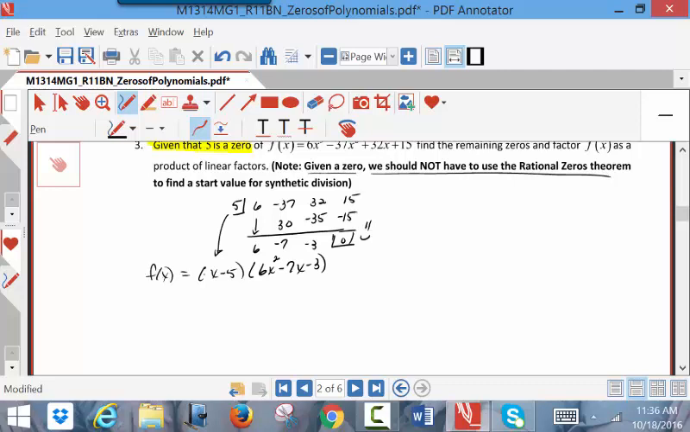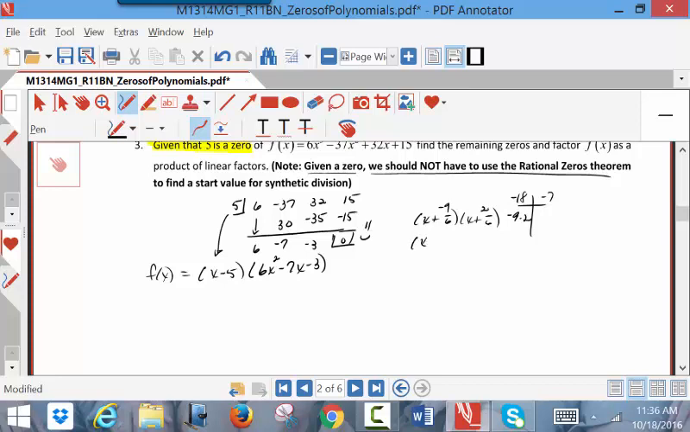Okay, now you're supposed to be factoring the 6x squared minus 7x minus 3. So to factor that, I'm going to come over here and kind of cheat a minute. This is x plus something over 6, x plus something over 6. What multiplies to be a negative 18 and adds to be a negative 7? It's going to be a negative 9 and a positive 2.